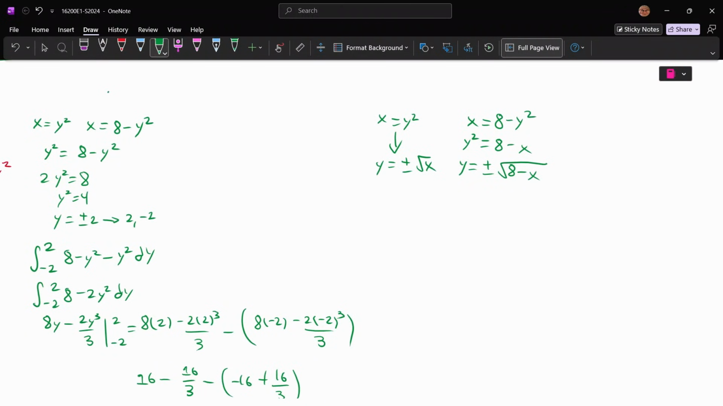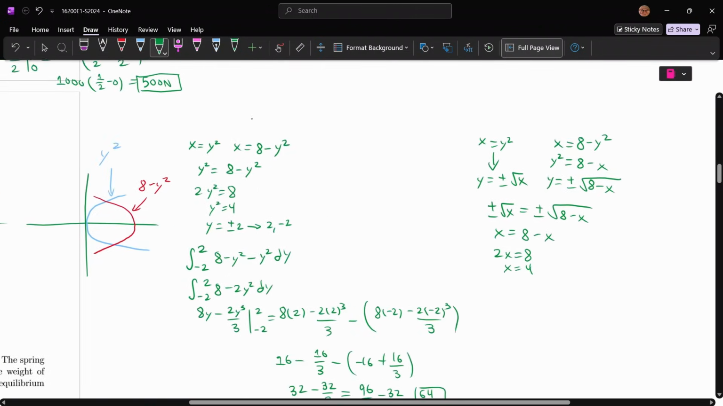So to do that, it's the same process as the other case where you set these two functions equal to each other. So you end up with plus or minus the square root of x is equal to plus or minus the square root of 8 minus x. Square these, and you should end up with x is equal to 8 minus x, which gives us 2x is equal to 8, so x would be equal to 4.